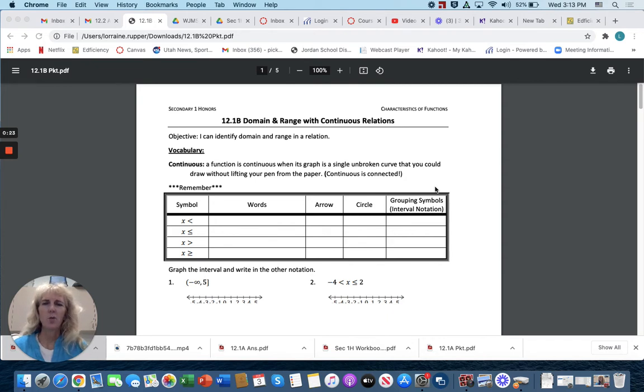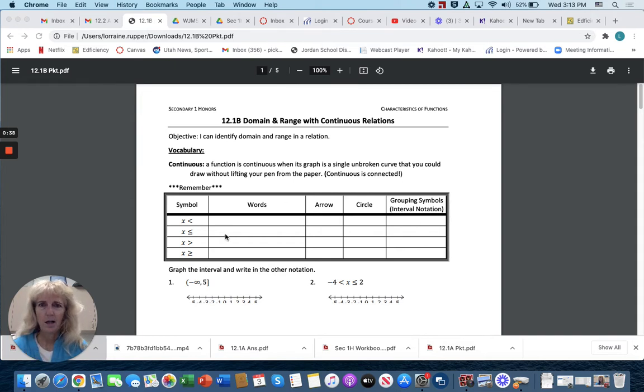Okay, so remember, here's the less than sign. Here's the symbol. The word is less than. The arrow goes to the left. The circle is open when you put it on the number line, and the grouping symbol is just a parenthesis.